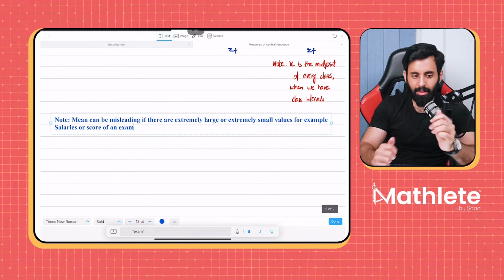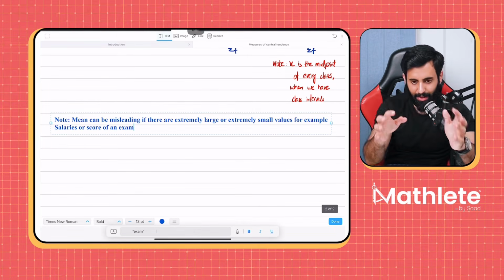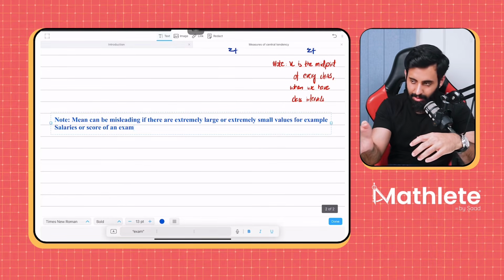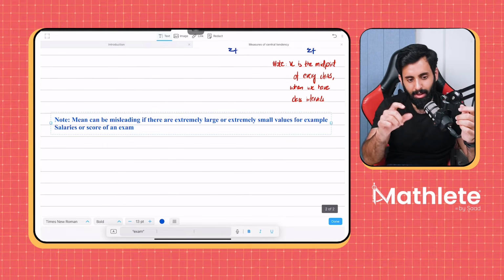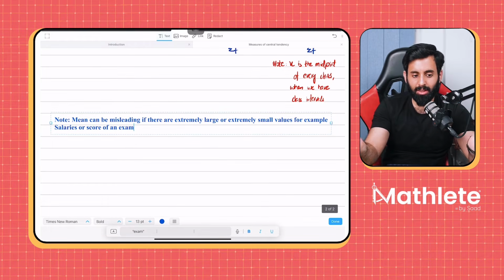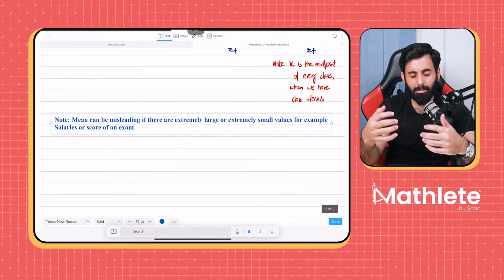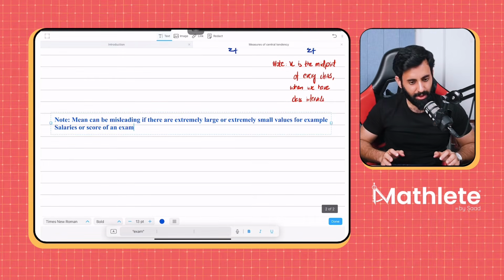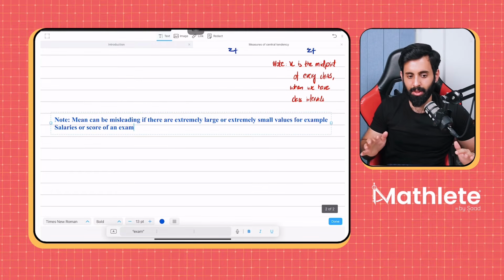Just like that, let's say that you have salaries of 10 normal people, working 9 to 5. And then the 11th salary is of, let's say, a CEO of a multinational company. Then if we take the mean of those 11 values, because of that one value, which obviously is going to be extremely large, it's not going to be a good representation of the data. The mean will actually be a misleading value to interpret that data. Okay, so I hope everyone is understanding what I'm saying. So if you have an extremely large and an extremely small value, mean can be misleading.